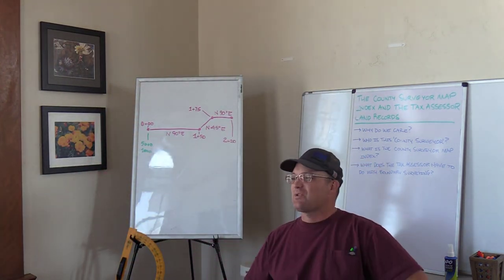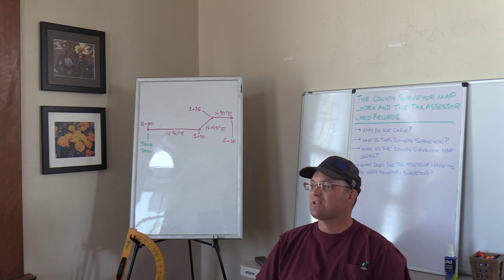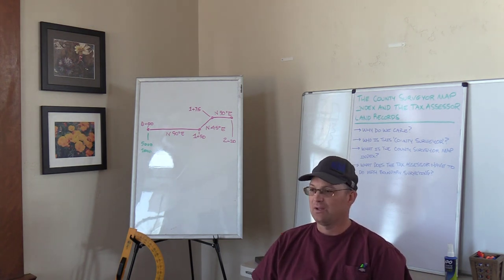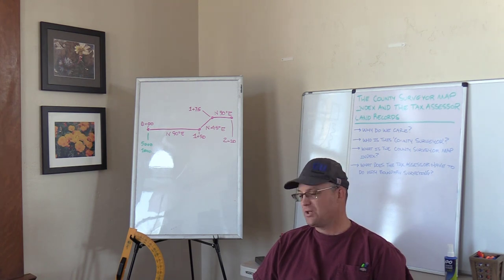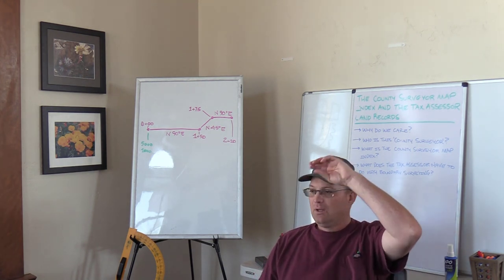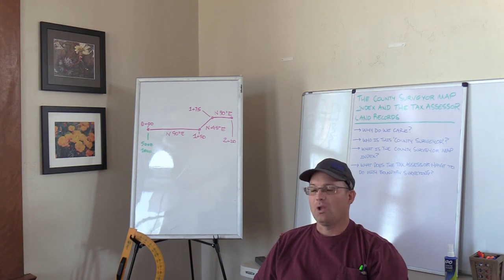So route stationing is what surveyors call it. GIS people call it linear referencing usually. It's the same thing. Two names for the same thing. And what it lets you do is measure location along a route, a linear route, or a linear feature.